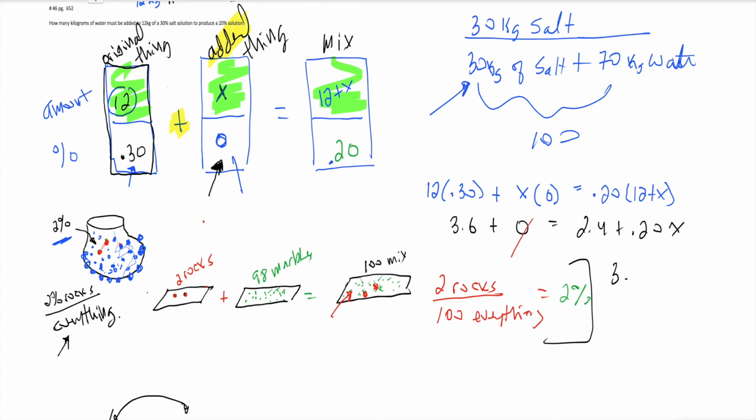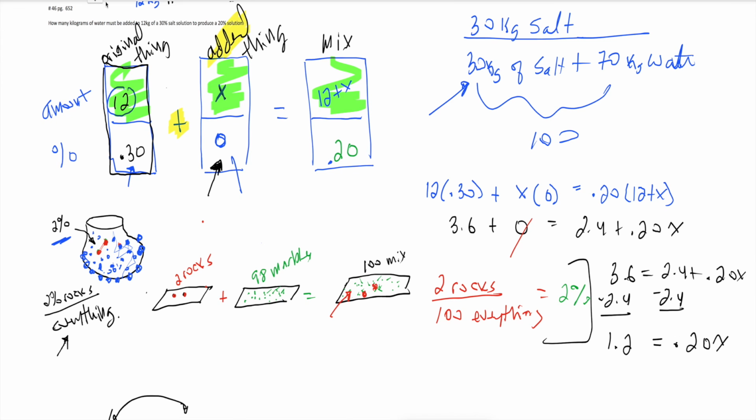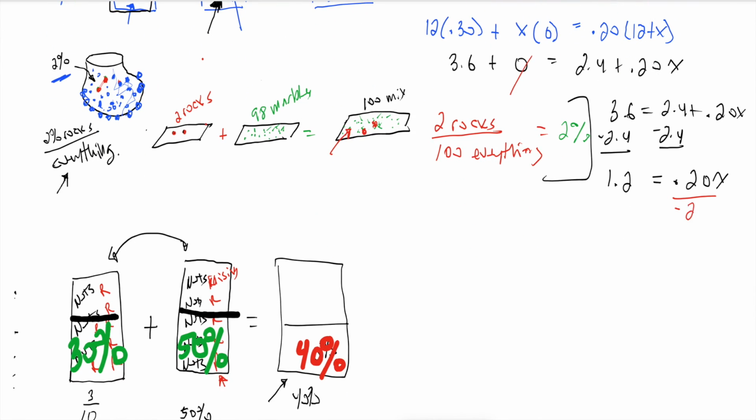All right, so 3.6 equals 2.4 plus 0.20x. So 3.6 minus 2.4 is 1.2. 1.2 is equal to 0.20x. Can you move the decimal? No, but there's other stuff you can do. As long as you know what you're doing, you have to multiply everything by 100. So now what do you do? All right, divide by 0.2.